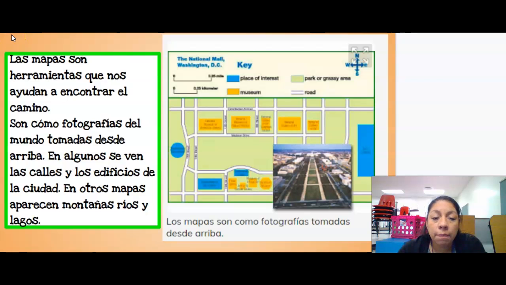Hello, everybody. Today we are talking about maps. Maps are tools that help us find our way. They're photographs taken from up in the sky looking down. On some of them, we're able to see streets and buildings from the city. On other maps, we see mountains, rivers, or lakes.